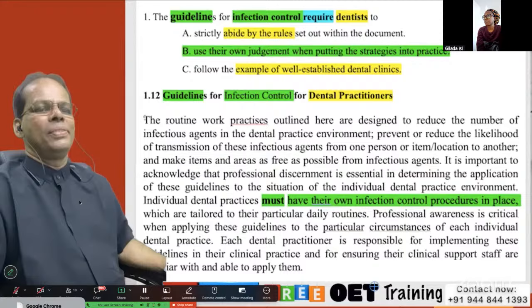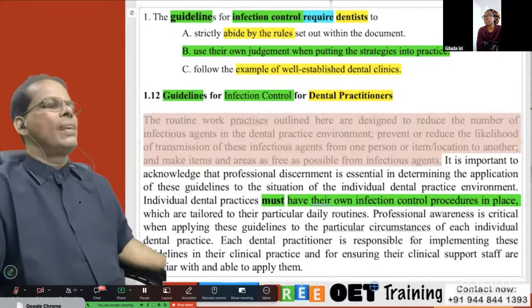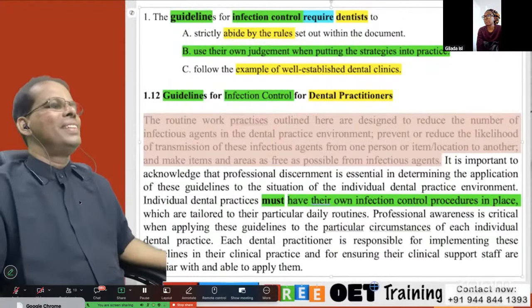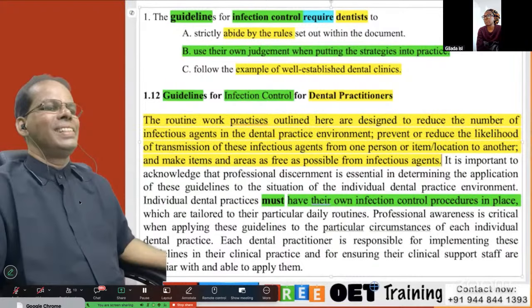From here to here. The topic sentence will contain the topic. What is the topic? They are talking about reducing the number of infections. Yes, infection control is the topic.